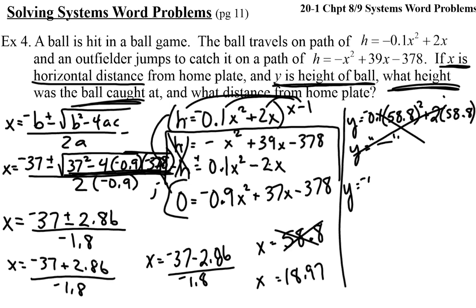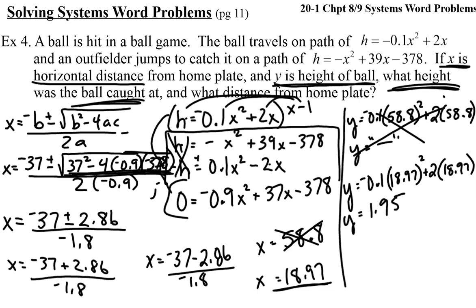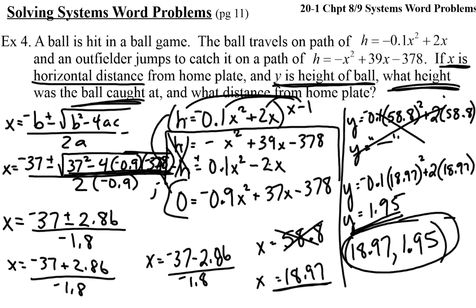But if I do the same thing and use x equal to 18.97 in negative 0.1 times 18.97 squared plus 2 times 18.97, when we calculate this one, we get a y value of 1.95. That makes sense because our height would be above the ground, or the x-axis. So at about 19 meters away from home plate, the outfielder caught the ball 1.95 meters up. And that could go into a sentence.